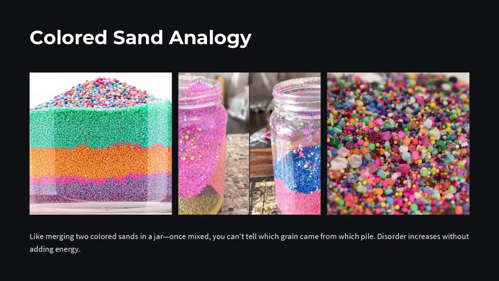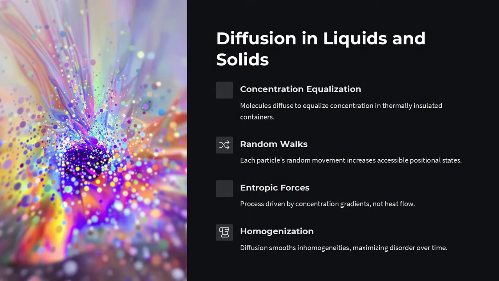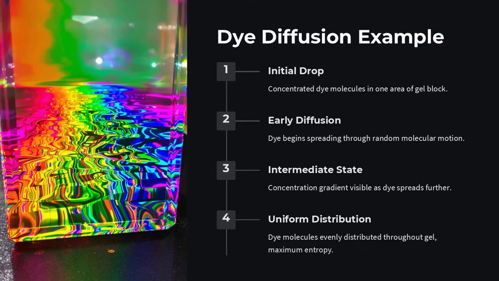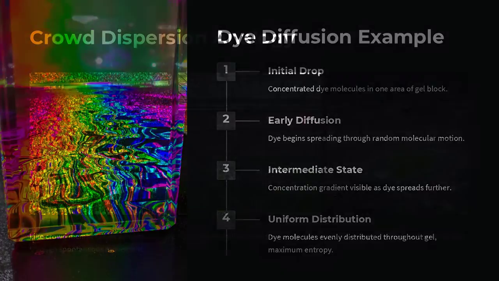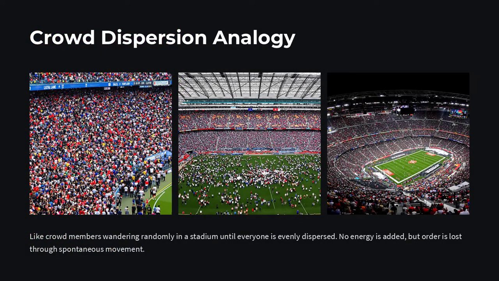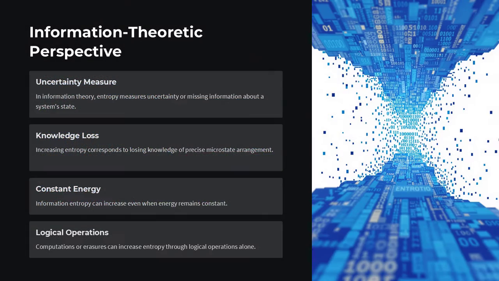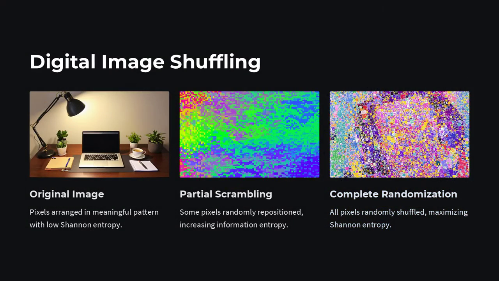Now, suppose we remove the wall. The gas molecules immediately spread out to fill the entire box. Did we heat the gas? No. Did we add energy? No. But entropy increased. Why? Because now the gas molecules have more space to move, more possible positions to occupy. The number of microscopic arrangements, what physicists call microstates, has increased dramatically. This is entropy increasing due to a change in configuration, not due to energy exchange.